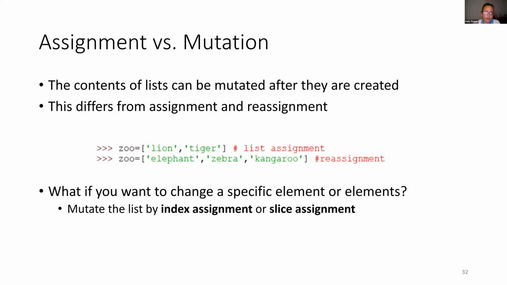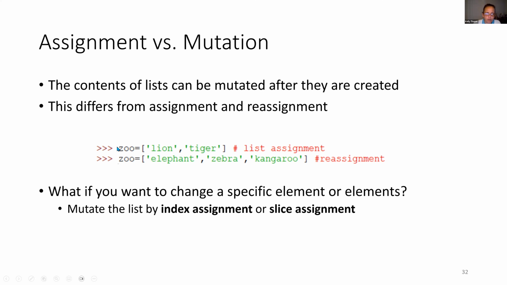We also can talk about list mutability. Now, lists are able to be mutated, meaning that we can cause a piece of it to be changed in its value. Assignment versus mutation. The contents of a list can be mutated after they are created. This differs from assignment and reassignment.